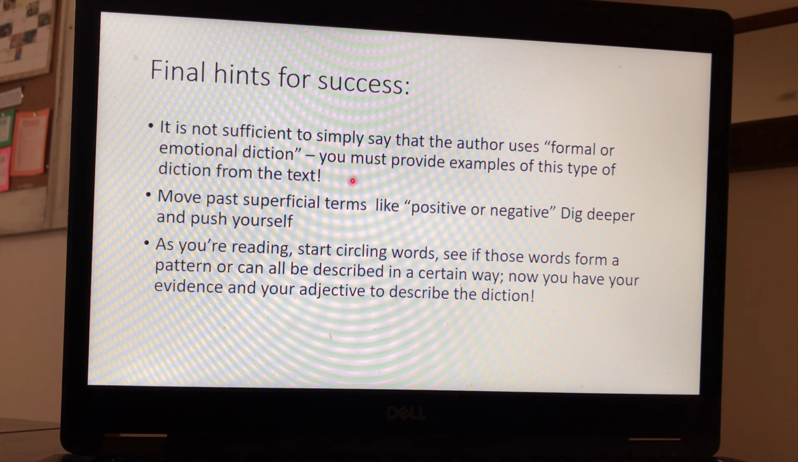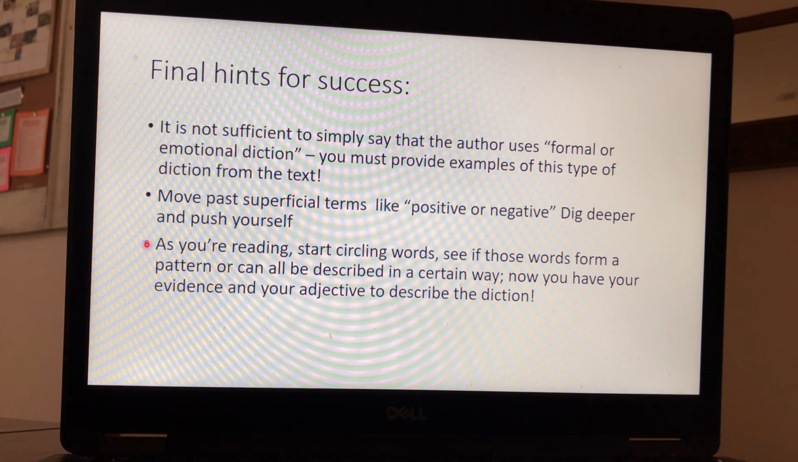But give them more. Don't just say, yep, formal diction, and then the person grading your essay is like, hey, they didn't even prove that to me. Give us some examples, okay? And then the next bullet point says we're past terms like positive or negative diction. That's very broad. Dig deeper, push yourself.